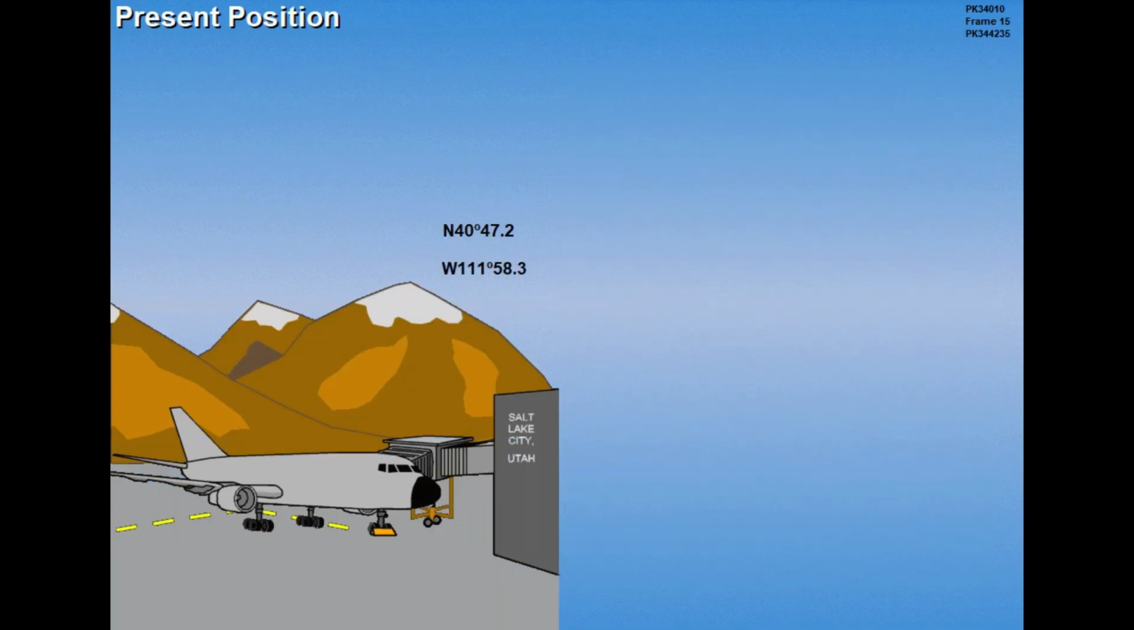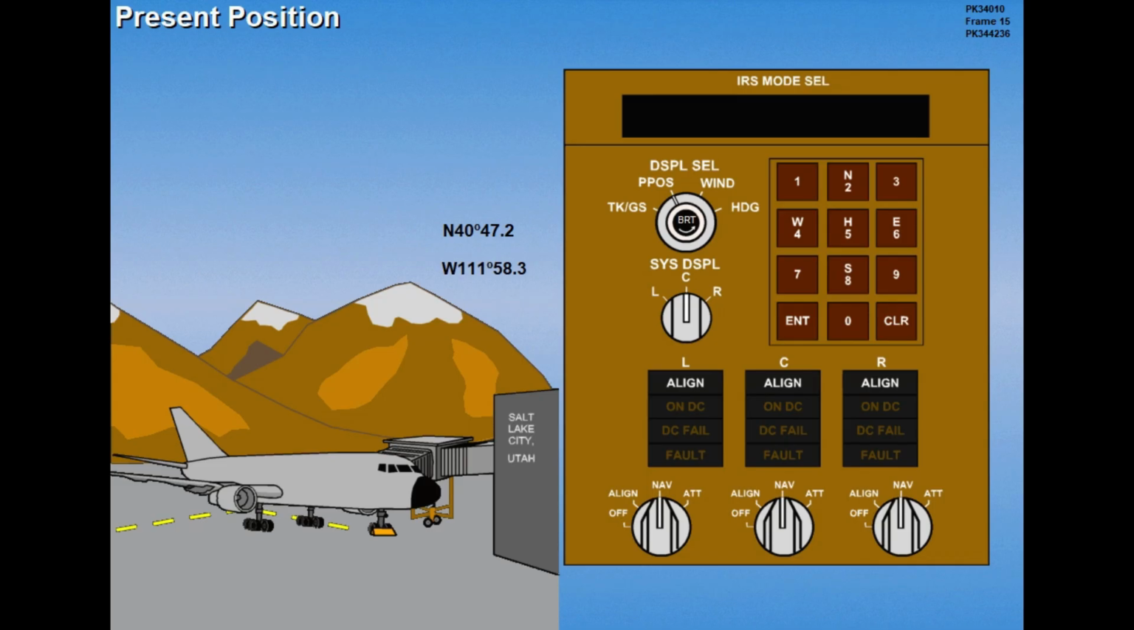For our scenario, you are parked at the Salt Lake City, Utah airport with the given coordinates. Now, key in your position beginning with latitude.